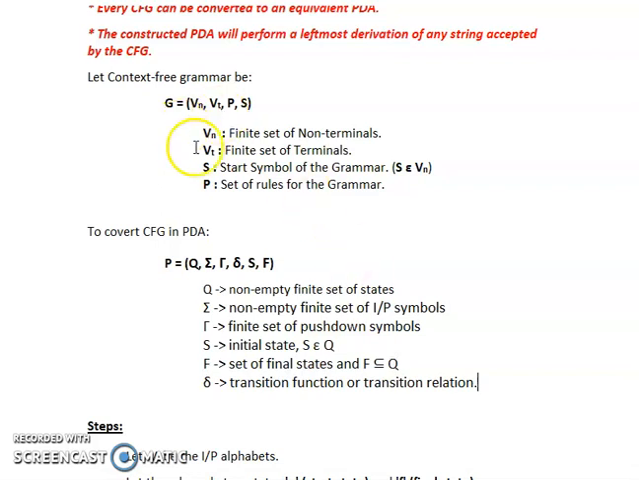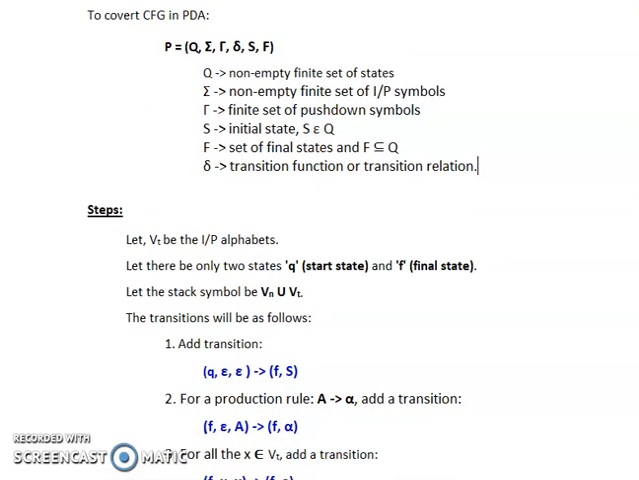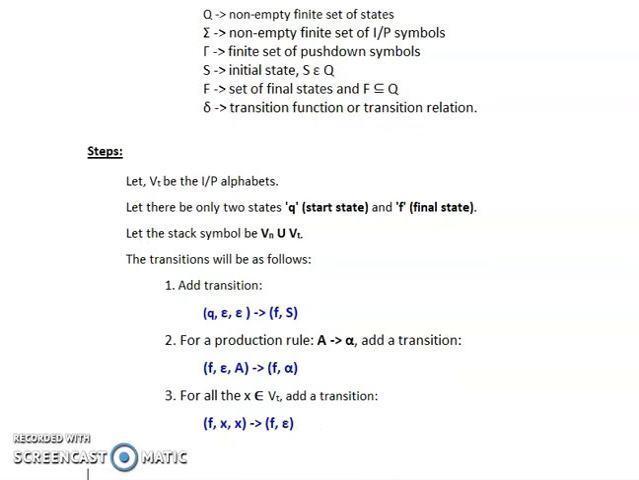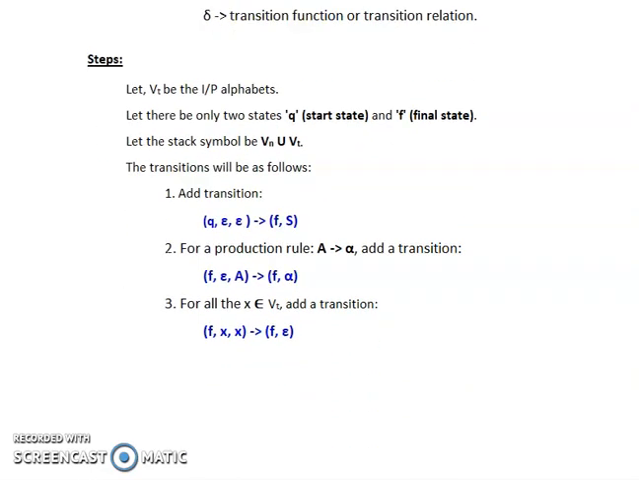Now we need to convert a CFG into a PDA. That means we have these 4 tuples and we need to generate the 6 tuples of a pushdown automata. There are very easy steps which are followed in order to convert a CFG into a pushdown automata. So let's describe those steps.